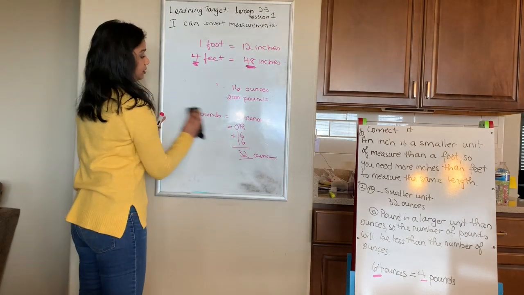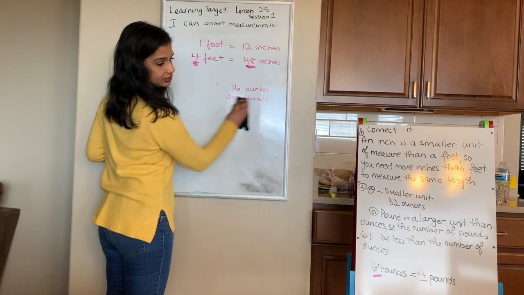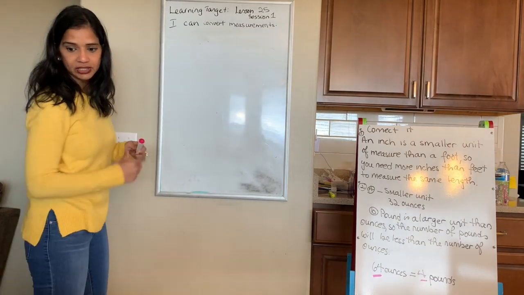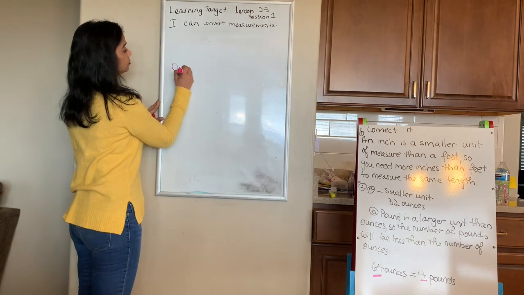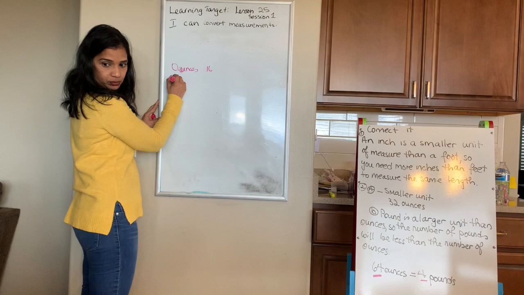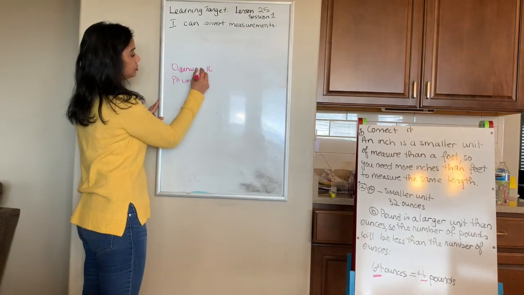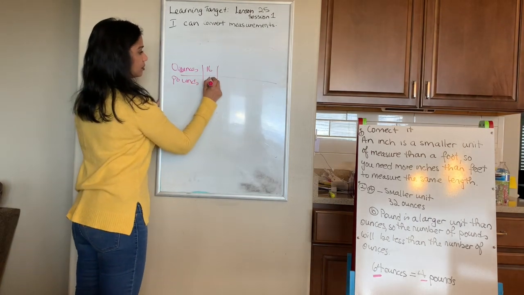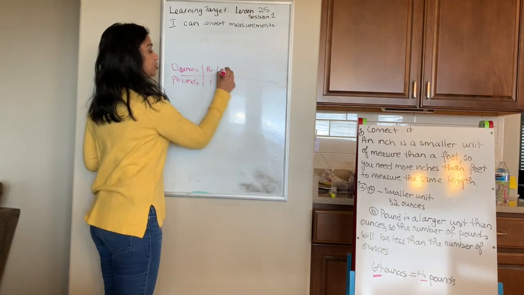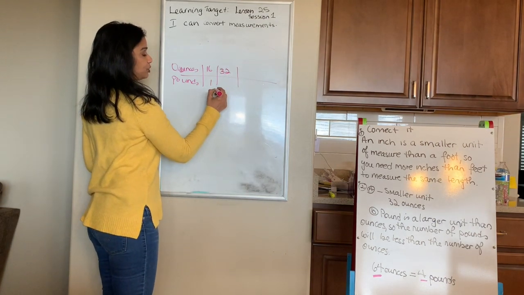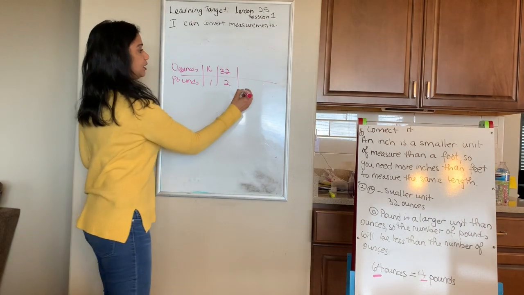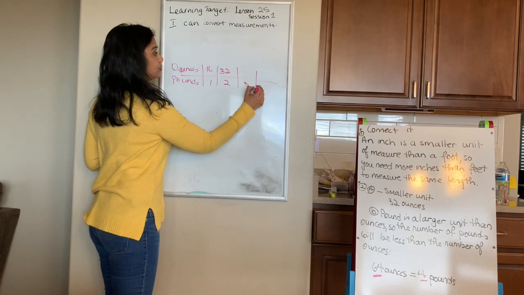Complete the table to convert from ounces to pounds. Okay, let's do that table really fast. So this table starts with 16 ounces, 2 pounds. So we know every 16 ounces is 1 pound. So for 32 ounces, how much do you think that will be? 2 pounds. Correct.